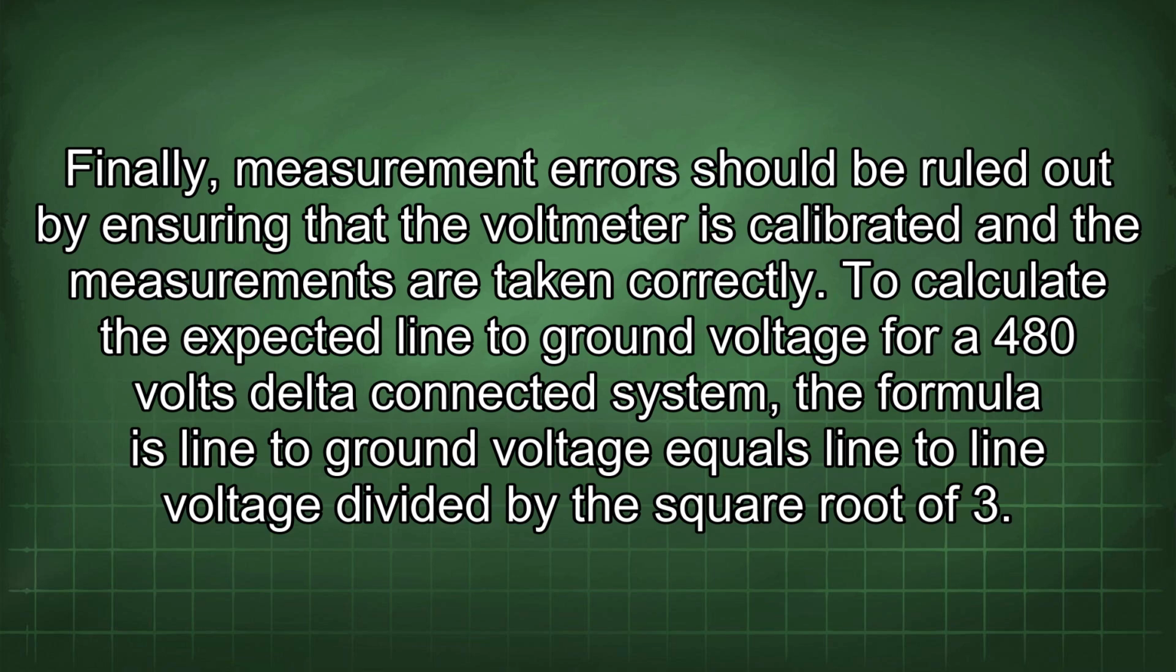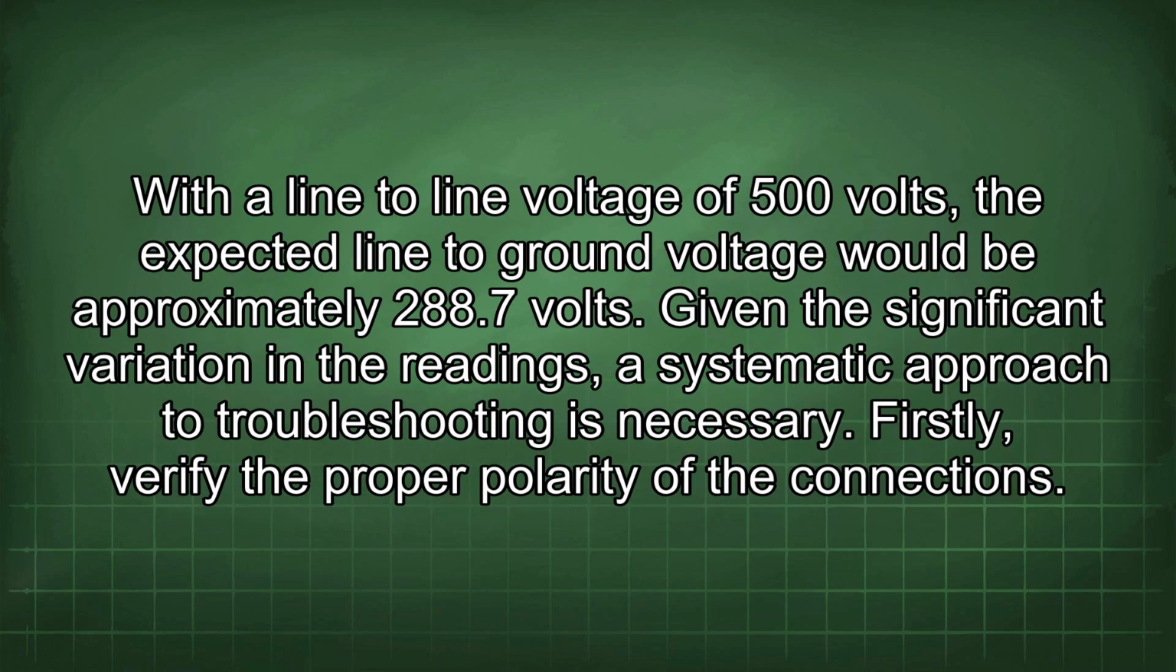To calculate the expected line-to-ground voltage for a 480 volts delta-connected system, the formula is line-to-ground voltage equals line-to-line voltage divided by the square root of 3. With a line-to-line voltage of 500 volts, the expected line-to-ground voltage would be approximately 288.7 volts. Given this significant variation in the readings, a systematic approach to troubleshooting is necessary.